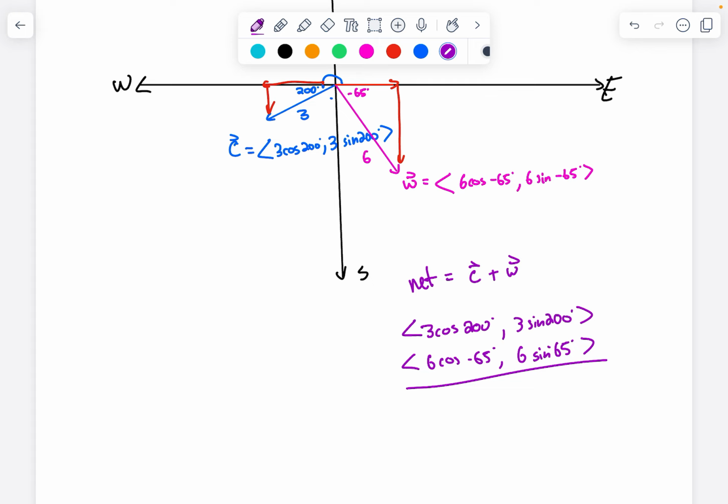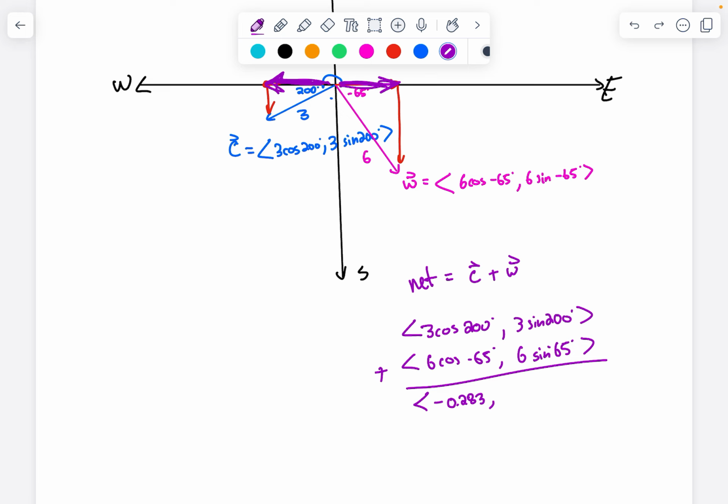I'm just putting it all in the calculator, and we're going to get a net force here. 3 cosine 200 plus 6 cosine of negative 65 is equal to negative 0.283, more or less. What is that telling you? Well, that's telling you that this x component and this x component are almost canceling each other out, actually. The force to the left or the west is a little stronger, but overall they mostly balance.